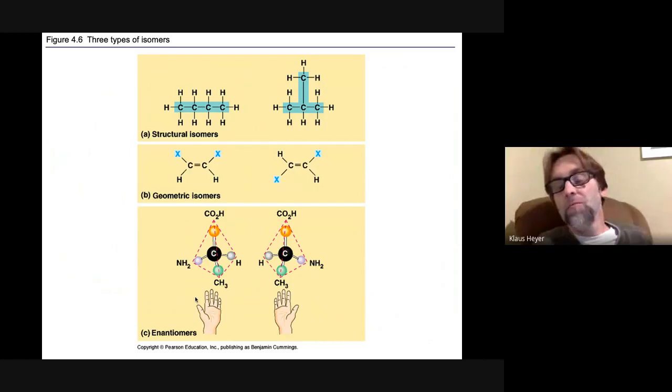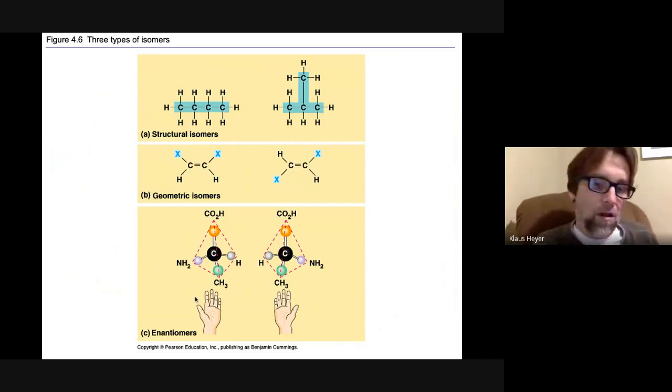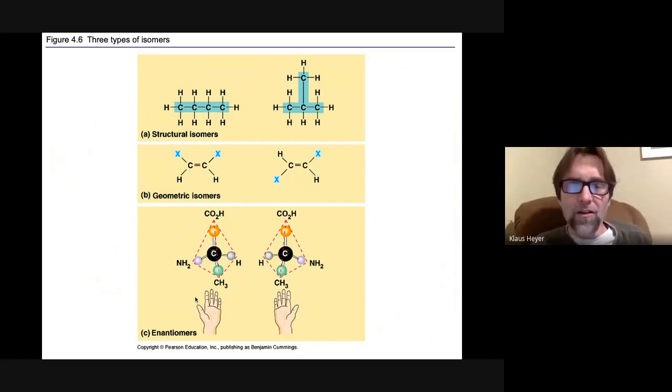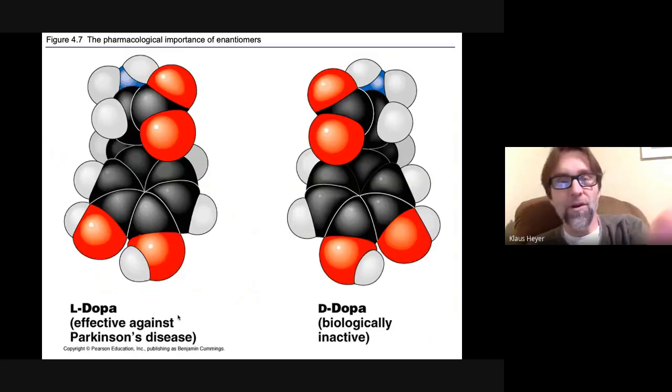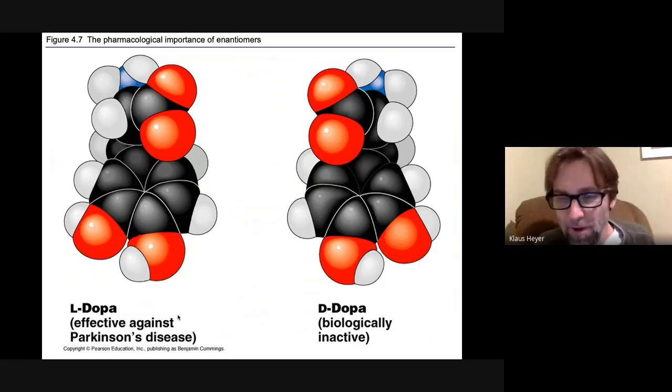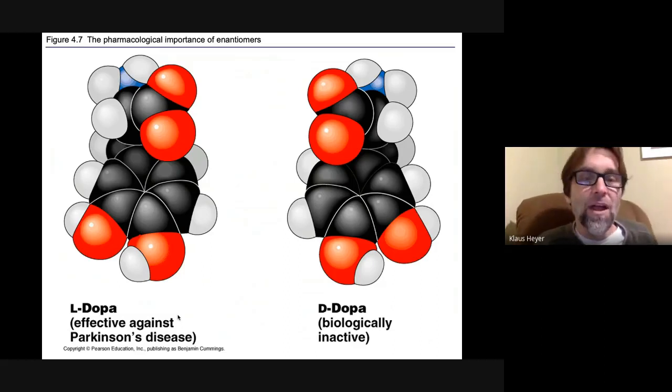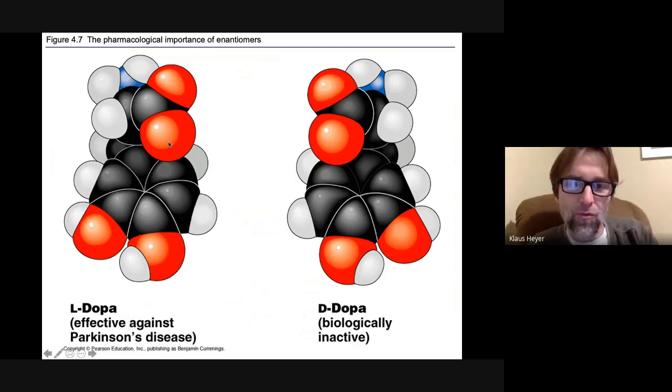So sometimes you'll run across enantiomers. Sometimes they mess up drugs. It looks the same, right? It's got the same shape. Well, there we go. There's one, L-dopa and D-dopa, right? So it's the same shape. It's got the same atoms in it. These circles are going to represent the atoms, right? So it's got the same stuff in it. It's just the mirror image.